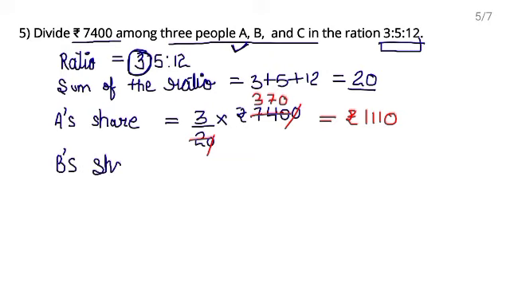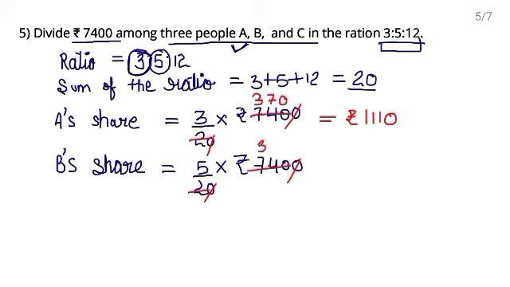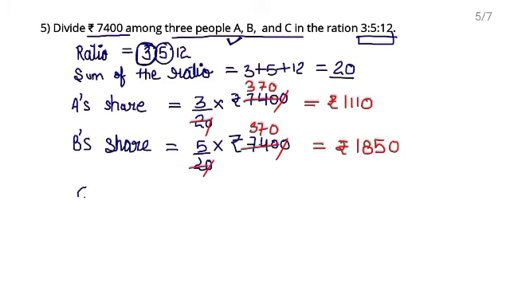Now to find the share of B. B's share, write the ratio given for B, 5. In denominator, the sum of the ratios 20 multiplied by the total sum, the amount which we are dividing. Okay, so 7,400. 0 to 0 cancel out. 2 3s are 6, 2 7s are 14, 0. When you will multiply 5 by rupees 370, you will get rupees 1,850. This is the share of B. Similarly, find the share of C. How will you find out the share of C?